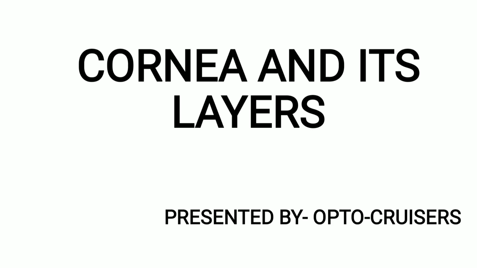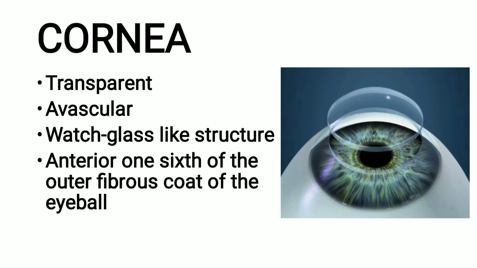First of all, I want to tell you what is cornea. It is transparent, avascular, means कोई भी blood vessels नहीं होती है इसमें. Watch glass like structure as you can see in this diagram. It forms the anterior 1/6 of outer fibrous coat or layer of the eyeball. Cornea is major refractive surface of eye. Second is crystalline lens.